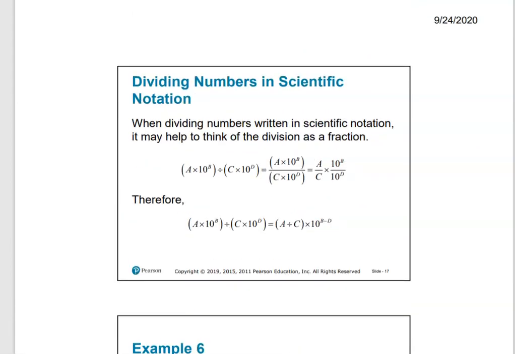When dividing numbers written in scientific notation, it may help to think of the division as a fraction. So they've written A times 10 to the B on the top, C times 10 to the D on the bottom. Then they grouped their numbers together and their tens to the power together. Now to do this problem, you're going to do A divided by C, which is your numbers in the front. Then you're going to subtract your exponents on the base that's both tens.